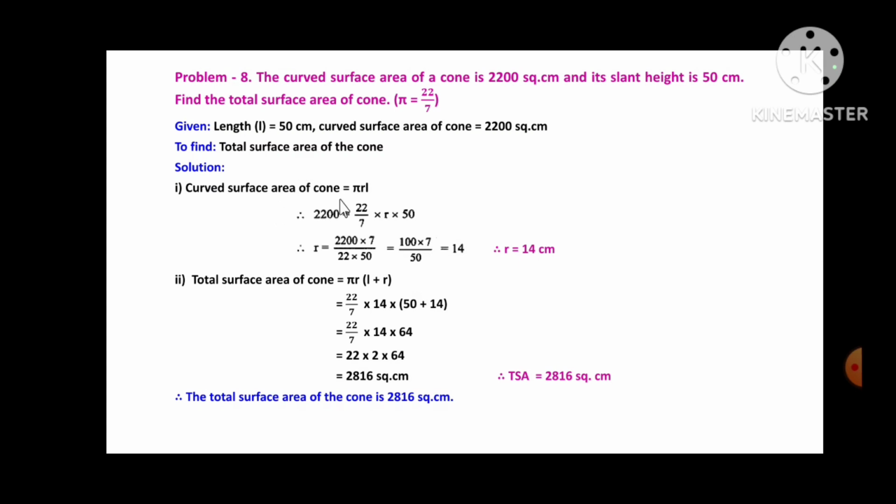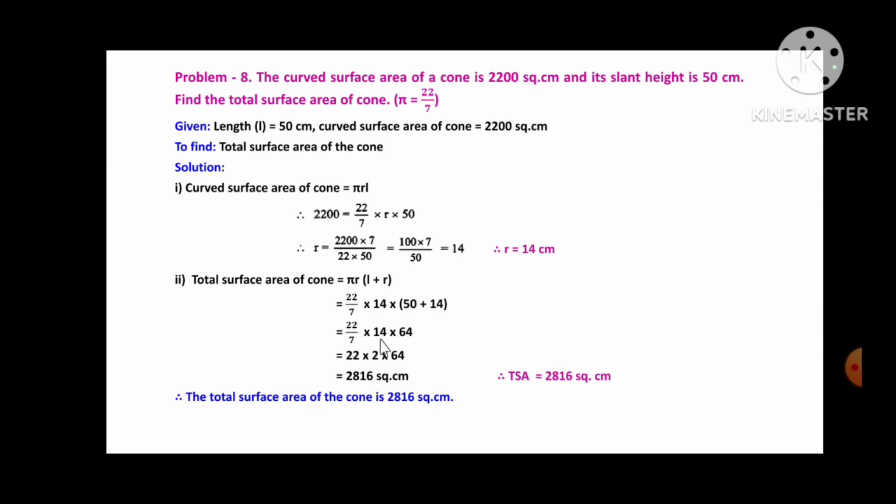We know curved surface area of the cone is equal to pi r L. Therefore 2200 is equal to 22 upon 7 into r into 50. So r can be written as 2200 into 7 upon 22 into 50. With a little bit of simplification, we are getting 100 into 7 upon 50, that leads to 14. So r is equal to 14 centimeter. Now the total surface area of the cone is pi r into bracket L plus r. Put the values: 22 upon 7 into 14 into bracket 50 plus 14.